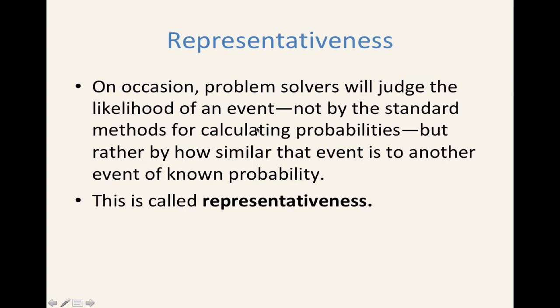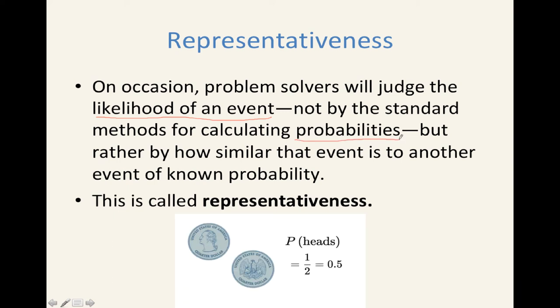The problem is that there are times that we should be using a formula. There are times we have the ability to use an algorithm to come up with the correct answer, but instead we're going to use this representativeness heuristic. An example is when we are judging the likelihood of an event. The likelihood of an event is something that we can determine through probabilities.